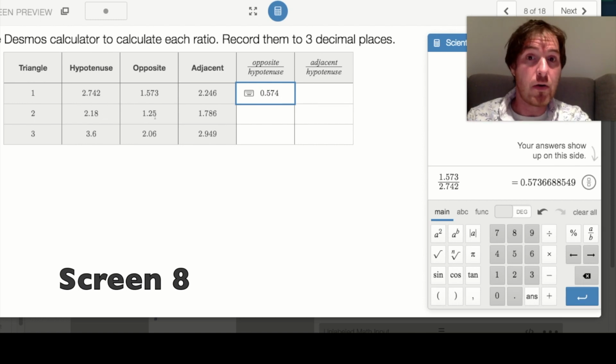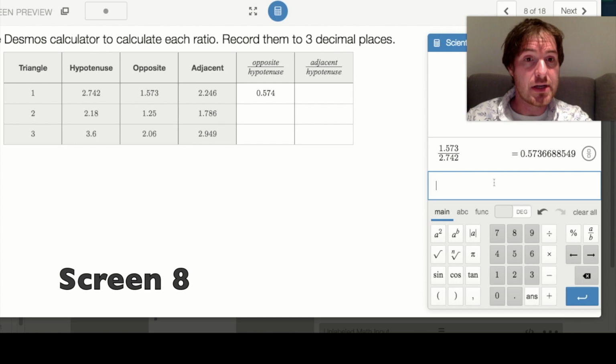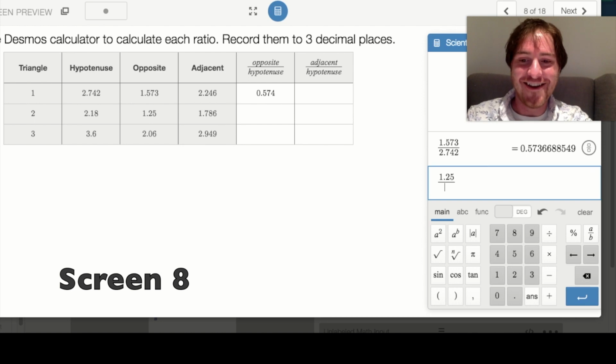Okay, let's keep going. I'm going to get the opposite over hypotenuse of the three triangles. The second triangle was my small one. See, my opposite side is smaller than 1.5 here. Anyways, opposite to hypotenuse. I can hit enter to get to a new row. Little trick here. Desmos tricks, really good. There we go, 1.25 divided by 2.18. And ooh, that's pretty close.